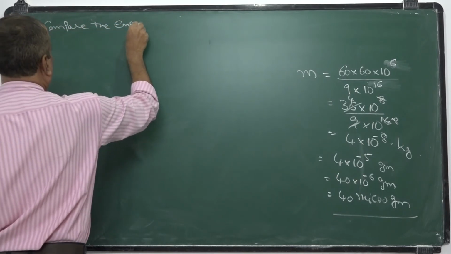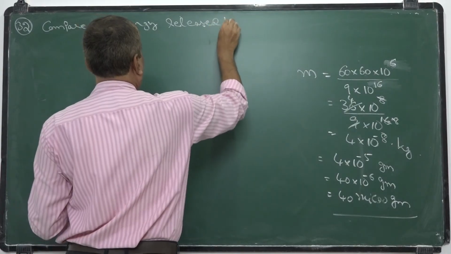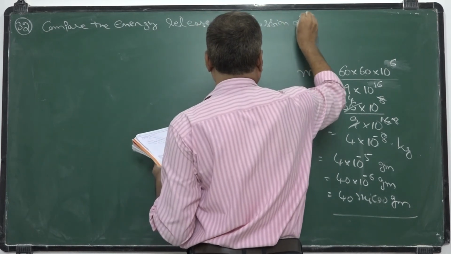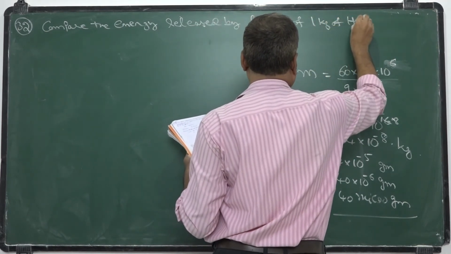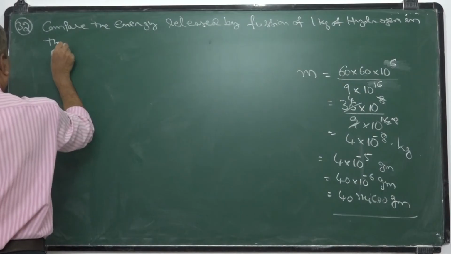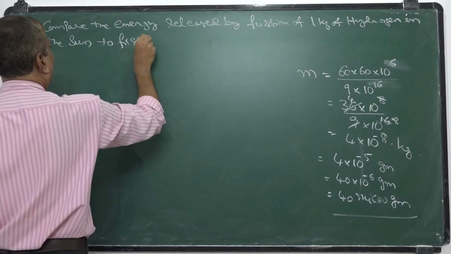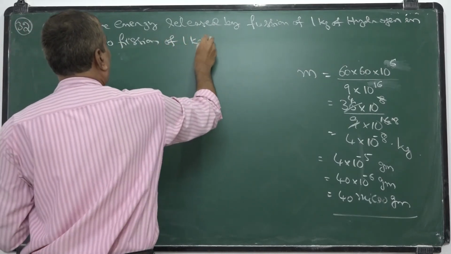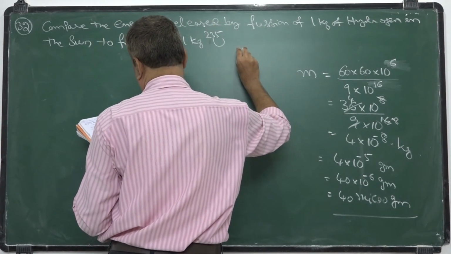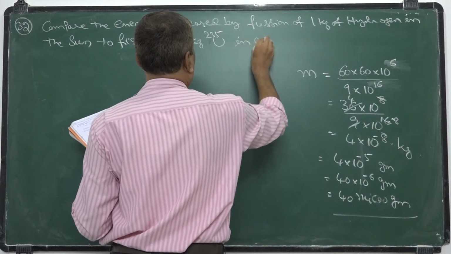Compare the energy released by fusion of 1 kg of hydrogen in the sun to the fission of 1 kg uranium-235 in a reactor, in a fission reactor.